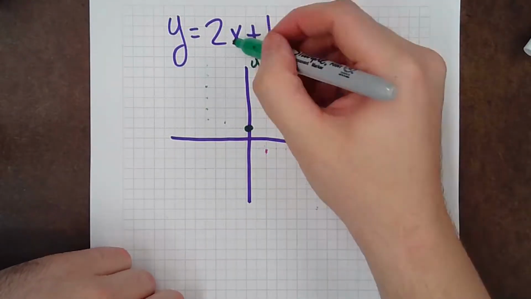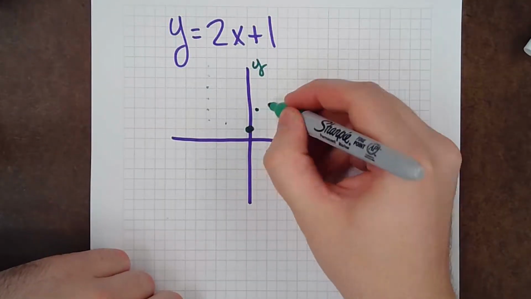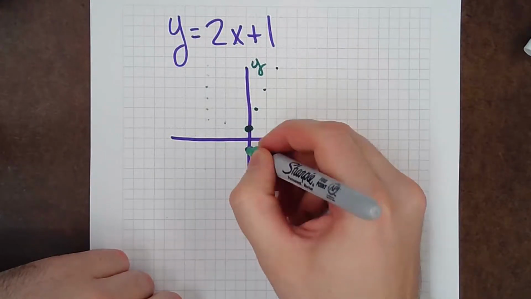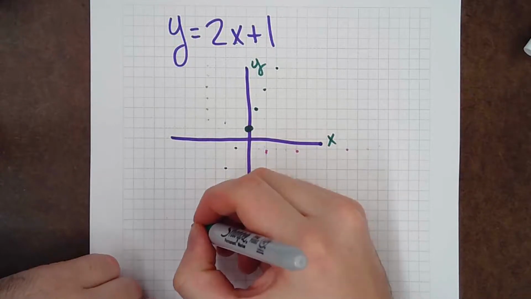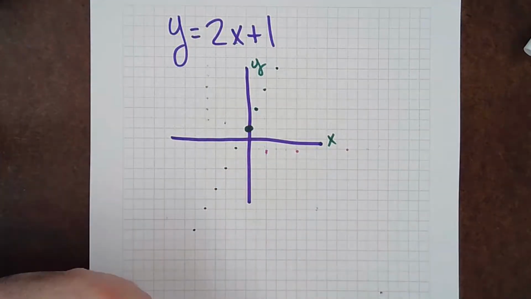And then we have 2 for our slope. So we go up 2 over 1, up 2 over 1, and keep doing this, and do the reverse if we want. Down 2 over 1, the reverse direction. And we get our line.